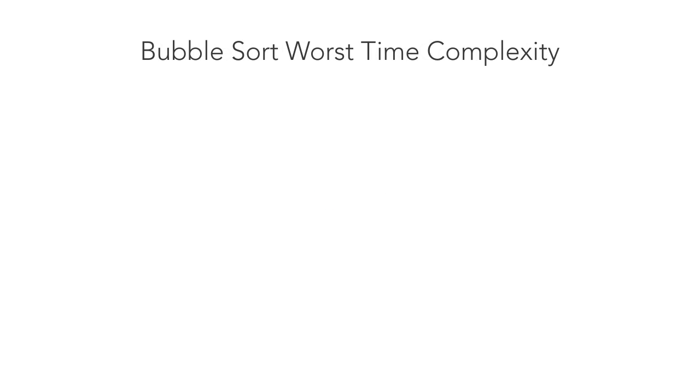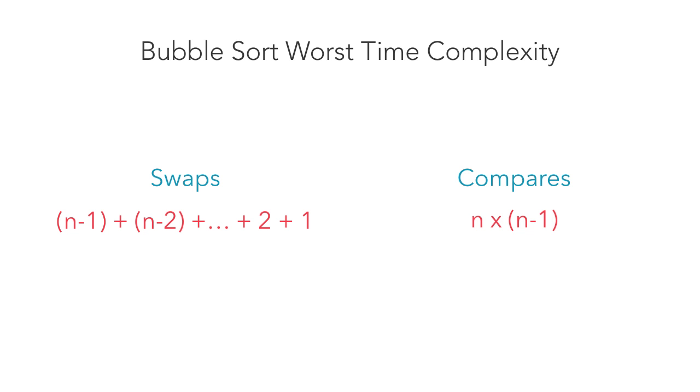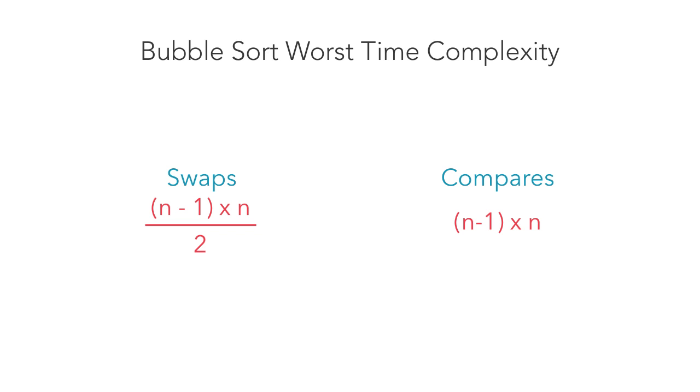The worst case is when the array is reverse sorted. If there are n items in the sequence, the algorithm will run n passes in total. During each pass, our function executes n-1 comparisons. This means n times n-1 compares. For a reverse order sequence, the number of swaps will be n-1 in the first pass, n-2 in the second pass, and so on, until the last exchange is made in the penultimate pass. The total number of swaps is n-1 times n over 2.